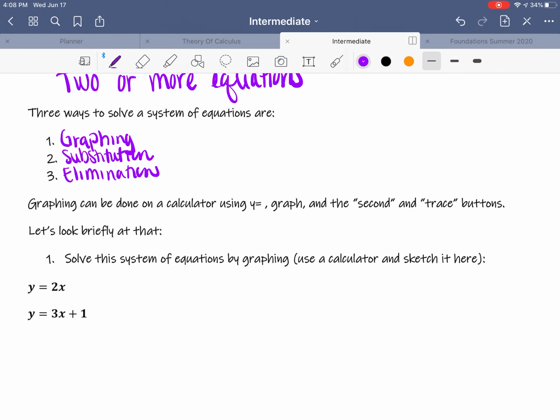Graphing can be done using a calculator. You go to y equals, you hit graph, and then you can use the calculator functions to locate their intersection, or you can do it by hand. I would recommend the calculator because it is more exact, but we can sketch it by hand and get an idea of what that looks like, and then I'll show you on the calculator.